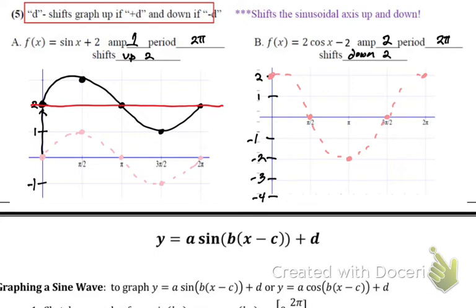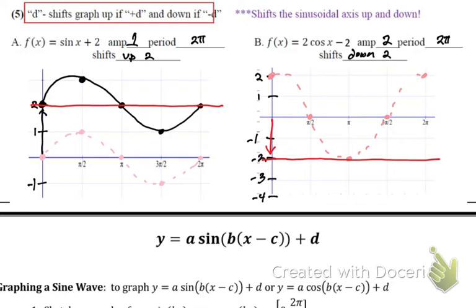Okay, so we need to go down 2. So I said we could just shift all our points down 2, but here's a different way. Draw your sinusoidal axis down 2 units. So I'm actually just going to shift my sinusoidal axis down 2. Now I'm going to use my knowledge of cosine and my amplitude to get all of the other points. The amplitude is 2. So we should start at 2 units above our sinusoidal axis.